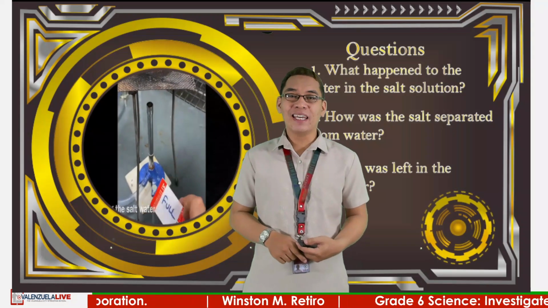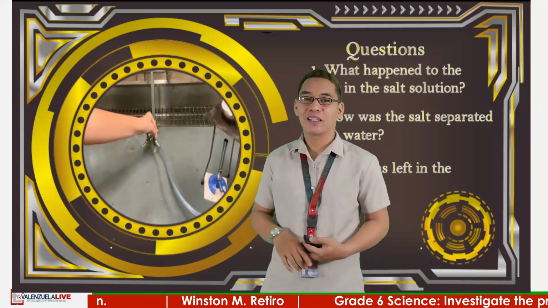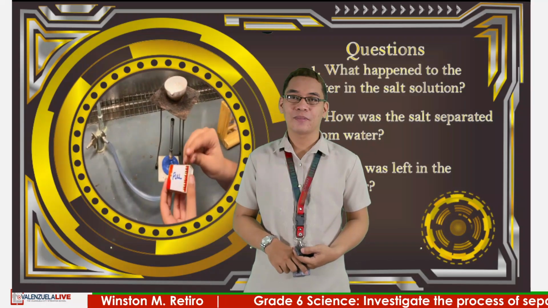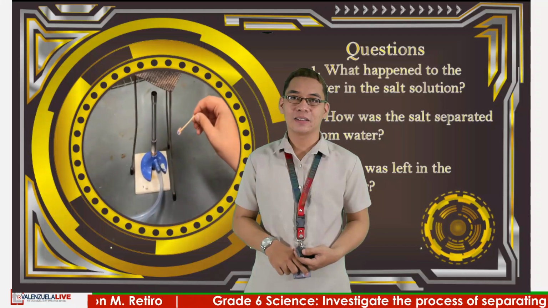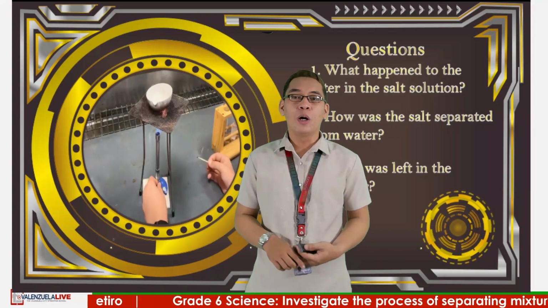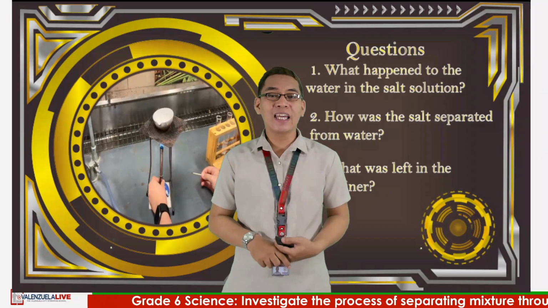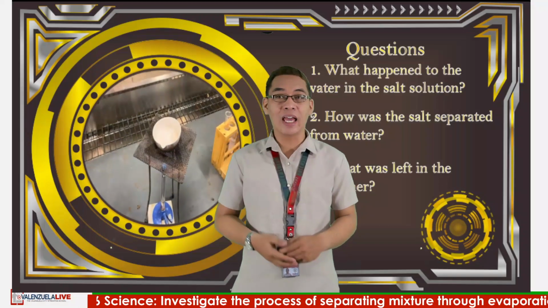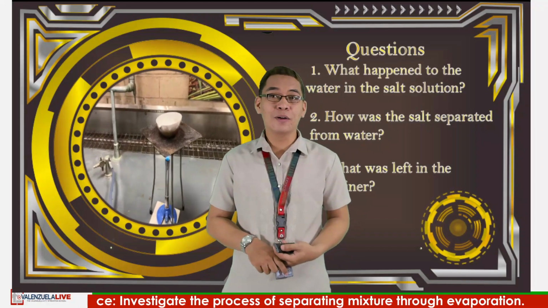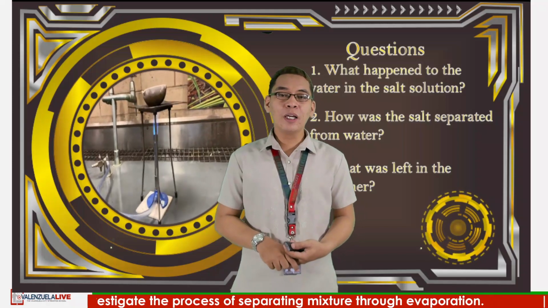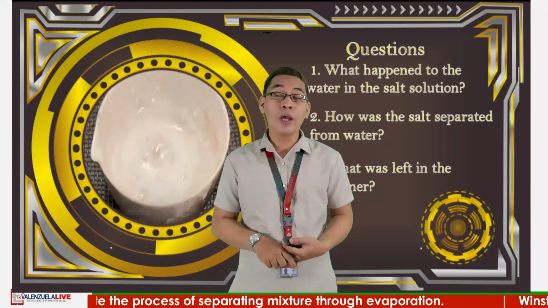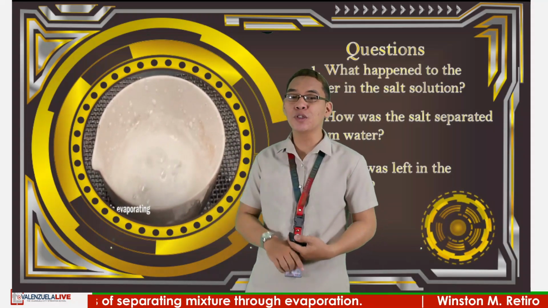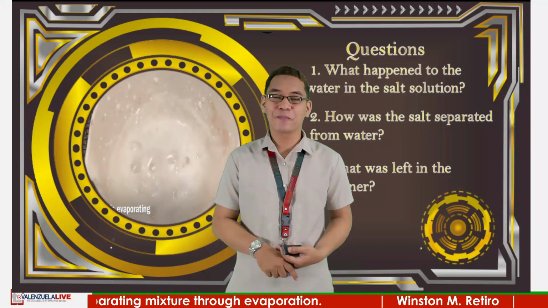Salt solution is heated. Water evaporates and it's vaporized. The water vapor passes into the condenser, where it cools and condenses. Liquid water drips into a beaker. All the water has evaporated from the salt solution, leaving the salt behind.